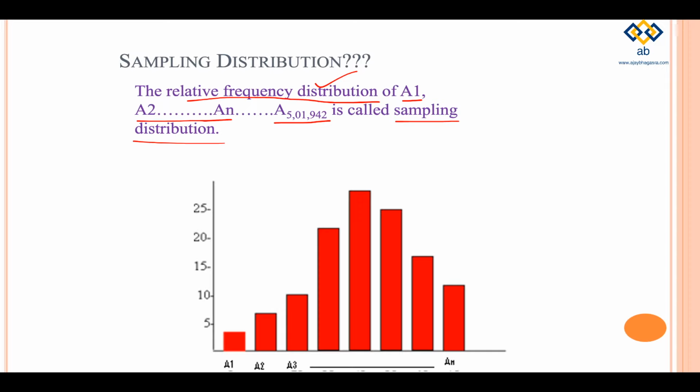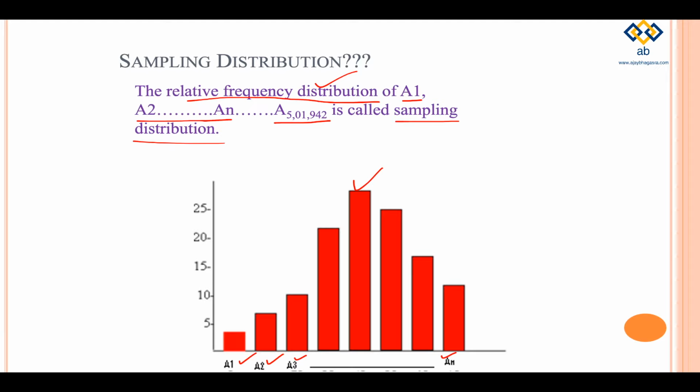So suppose this is A1, this is A2, this is A3, this is AN, and then on this side you will have A5, like whatever. So suppose many samples give means equal to each other, right? Because many samples are giving the same mean, the repetition of that mean comes larger in between, and hence the middle graph is the highest. So this relative frequency distribution is the sampling distribution.